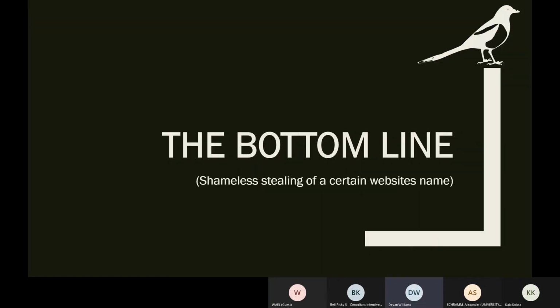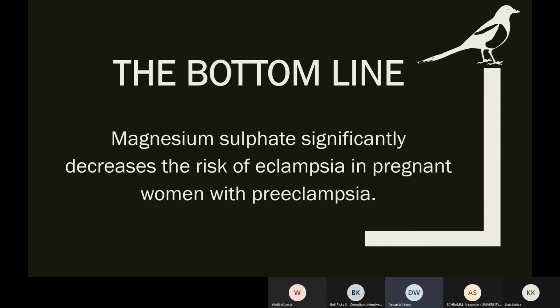So the bottom line, which I'm shamelessly stealing the name of a certain website for, I think it's quite clear that magnesium reduces the risk of eclampsia, and I think that you can say that definitively as a result of this. Having said that, does the reduction in eclampsia actually mean anything? It doesn't really change morbidity or mortality, but it does reduce the risk of eclampsia.